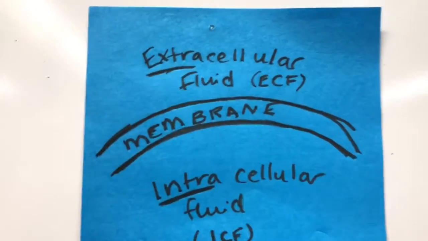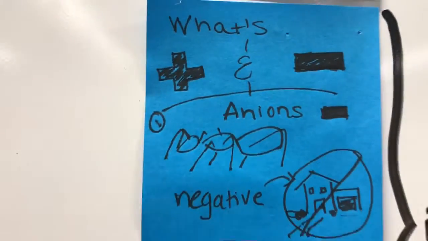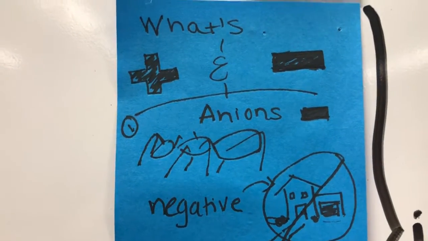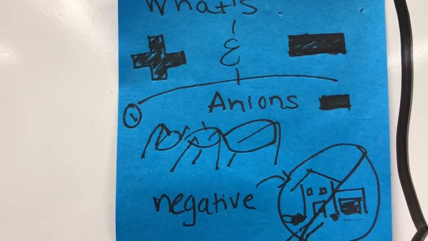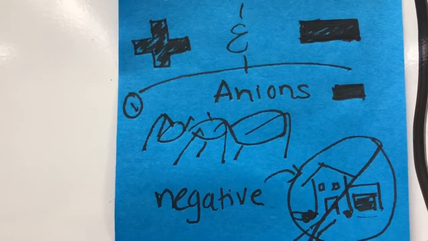Okay, and then we've got extracellular fluid and intracellular fluid, outside, inside the membrane. So what's outside and inside our membrane? We've got positively and negatively charged particles. Anions, we can remember anions are negative because anion sounds like ants. Ants we don't want in our house, negative.